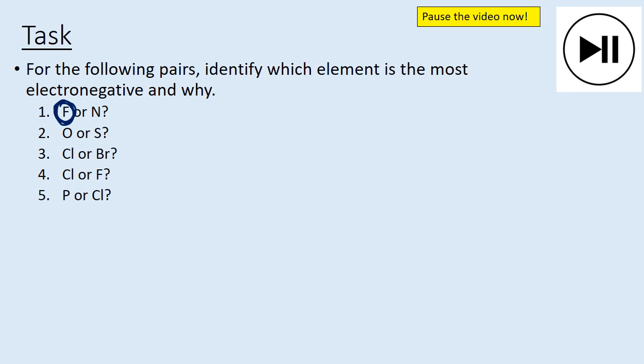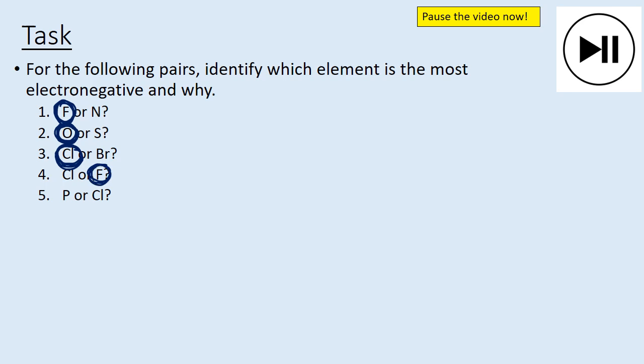Right, O or S. And again, O is above S. O has less shielding, has a smaller radius, therefore O is more attractive to the electrons in a covalent bond. O is more electronegative. And for the exact same reasoning, Cl and Br are in the same group. Cl has a smaller radius, less shielding, it will be more electronegative because it's more attractive to the electrons in the covalent bond. Cl and F, this time F is above Cl.